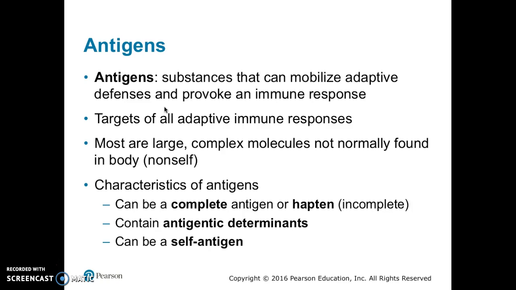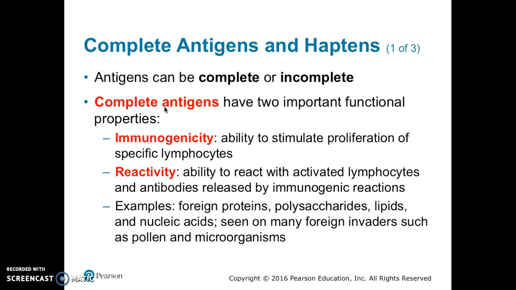Let's go through what we mean by these characteristics. When we say an antigen can be complete or incomplete, a complete antigen has two important functional properties. It has immunogenicity, which is the ability to stimulate proliferation of specific lymphocytes. It also has reactivity, which is the ability to react with activated lymphocytes and antibodies released by immunogenic reactions. Examples of complete antigens are foreign proteins, polysaccharides, lipids, and nucleic acids, which are seen on such things as pollen and microorganisms.